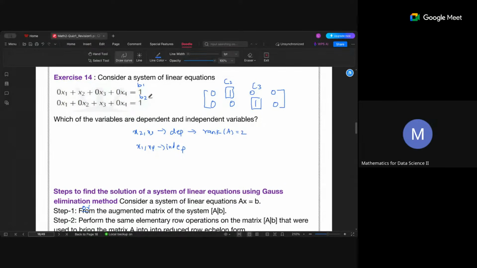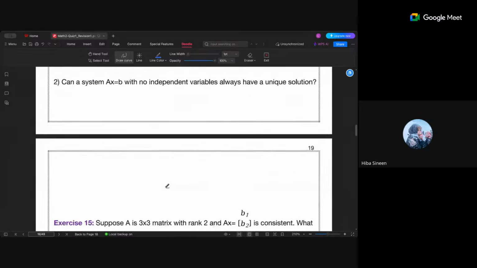So what are the solutions we will have? When we write this, it is equal to 1. Let us call this some K1, and X4 I call it some K2. These are any real numbers. So you have infinitely many solutions. Got it? So the presence of independent variables contributes to infinitely many solutions. Got it?